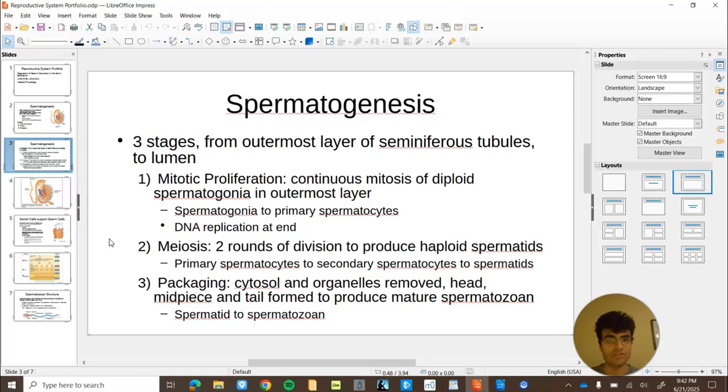So with meiosis, the primary spermatocytes are going to undergo the round of meiosis to become secondary spermatocytes, and then another round of meiosis to become the spermatids. And from there, we undergo packaging. So the cytoplasm and organelles are removed, and the head, midpiece, and tail are formed to produce the mature spermatozoan or the sperm cells. So the spermatid becomes the spermatozoan.